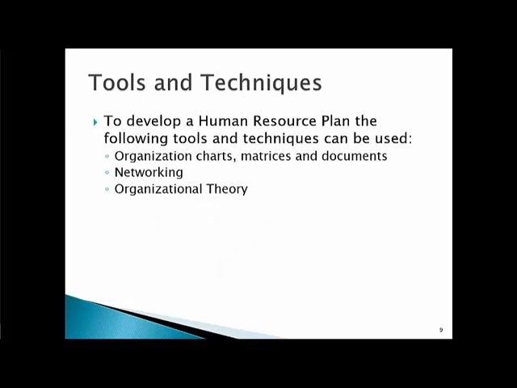There are special tools and techniques that can be used to assist in the development of the human resource plan, such as the skill and responsibility matrices, in addition to charts and documents, and we will talk about those things in detail in the next few slides. Then we have networking of professionals to exchange information and gain experience as needed, which will also be addressed in the next few slides. And the organizational theory, which studies the business and its interrelationship with the environment surrounding it.